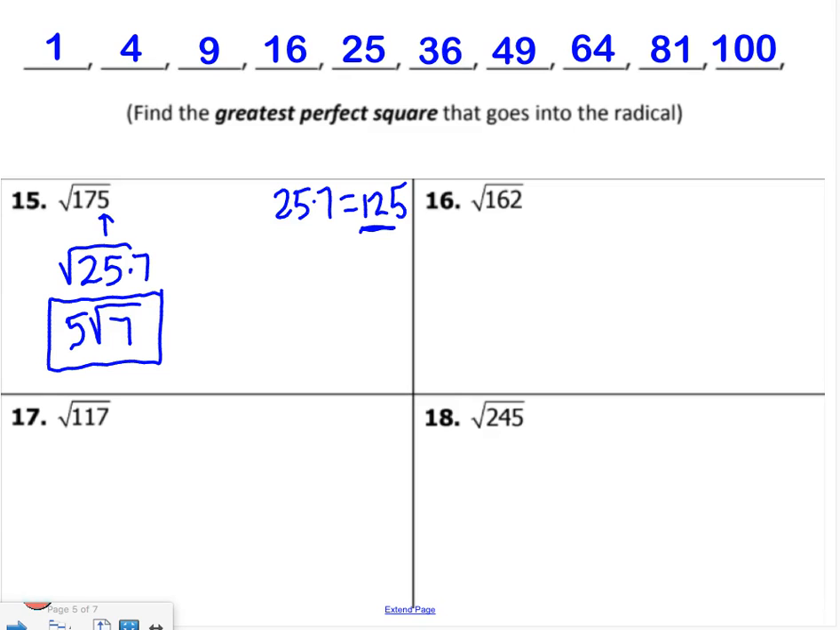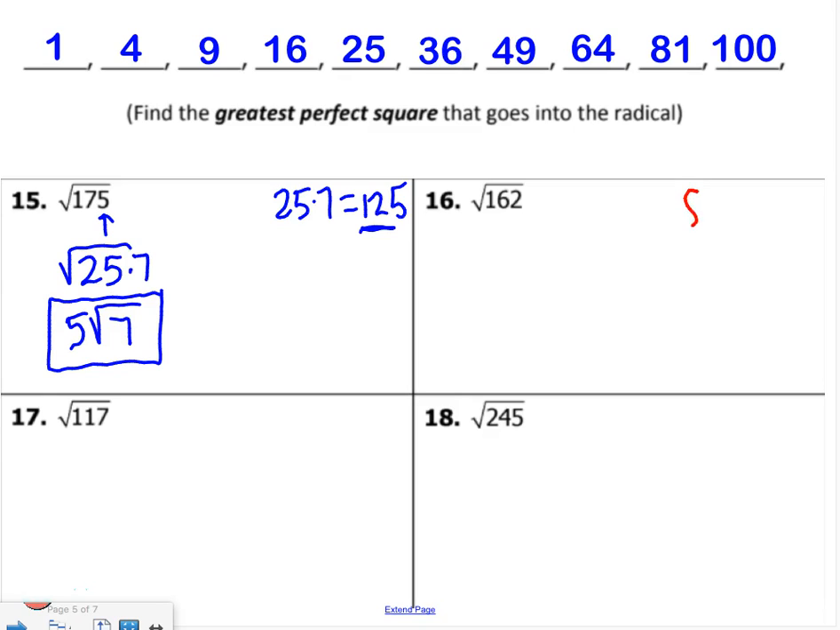Okay, let's try another one. 162. Again, if you have no idea which one of these numbers evenly goes in there, just start at the top. Does 100 go into 162 evenly? No. Does 81? Actually, it does. How many times?